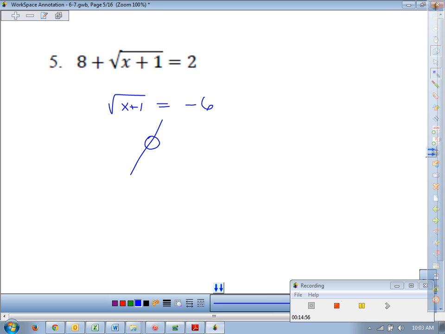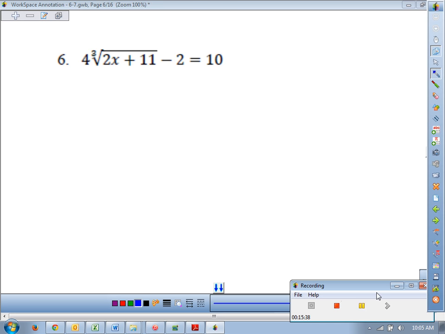The square root of blah equals -6. Can the square root of something come out to be negative? I got a negative, a radical equaling a negative. Timeout. Do all radicals equal to negatives come out with no solutions? What if that was a cube root? Could it happen? Yep. What if it was a fifth root? Could it happen? What if it was a fourth root? Could it happen? No. Even roots can't come out to be negative. Yes?